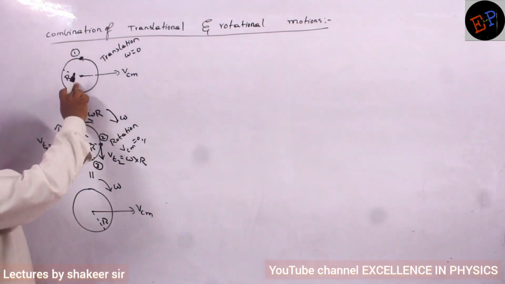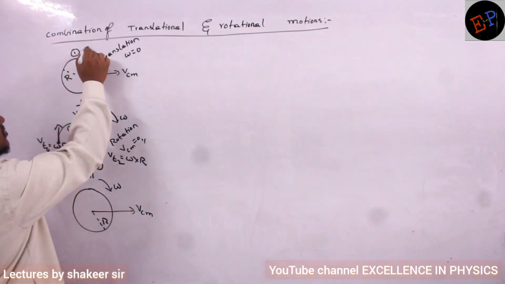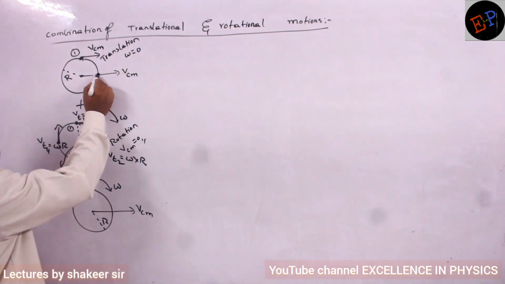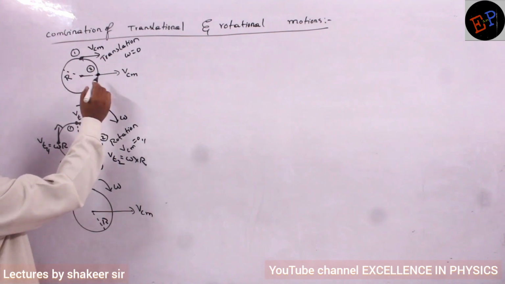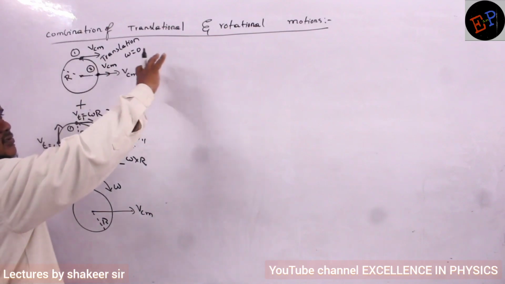Same velocity. Like the center of mass has a velocity, this point also has a velocity. So this is also having a velocity of VCM. Are you able to understand? Then what about this point, point number 2? Same, this is also having a velocity of VCM. All of them are moving like this, no?